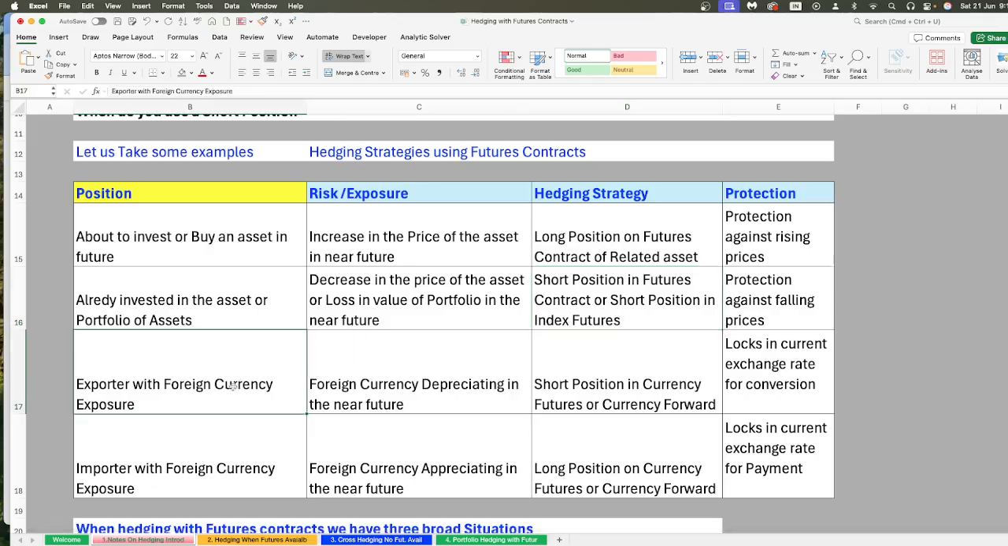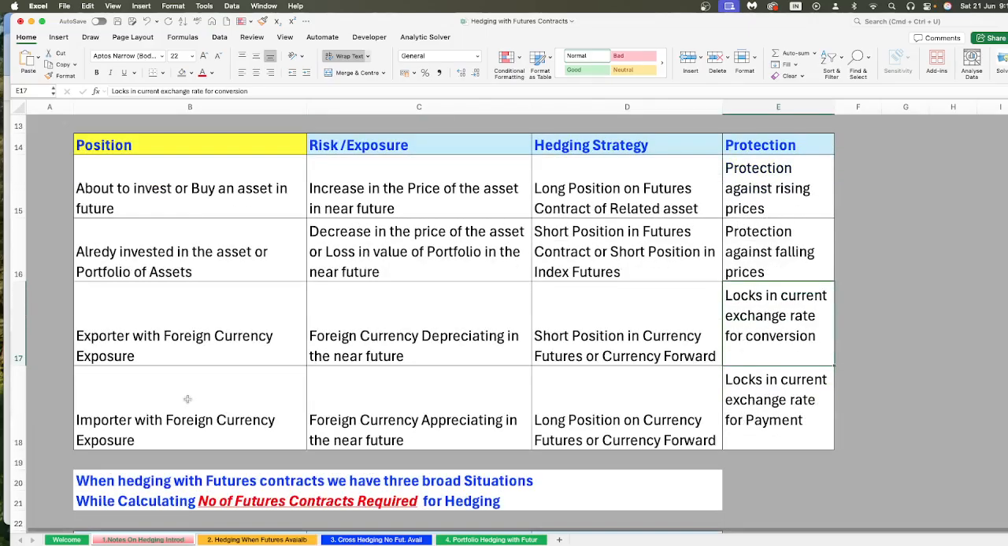Similarly, if you are an exporter, you expect foreign currency to be credited in your account later. So what is the exposure and risk? The foreign currency value depreciating. So how do you hedge? You take a short position on currency futures or forward, thereby locking in the current exchange rate for conversion. Similarly, when you are an importer, you are paying foreign currency. That means the foreign currency appreciating is a risk. You take a long position and thereby lock in the current exchange rate. So I have just given some examples of what the hedging strategy should be when you use futures.